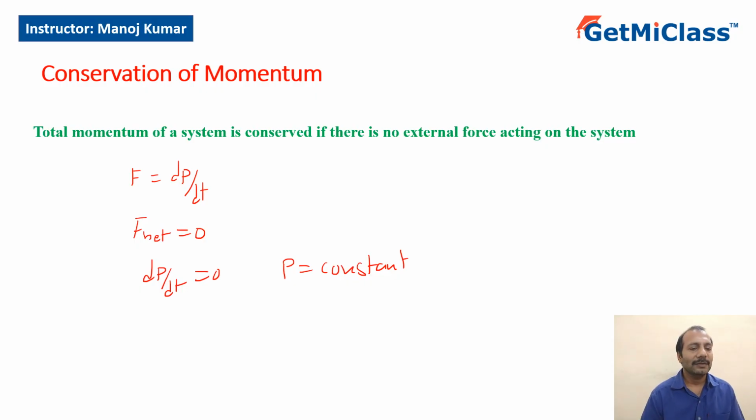So when momentum is conserved, I can say total initial momentum will be equal to total final momentum.